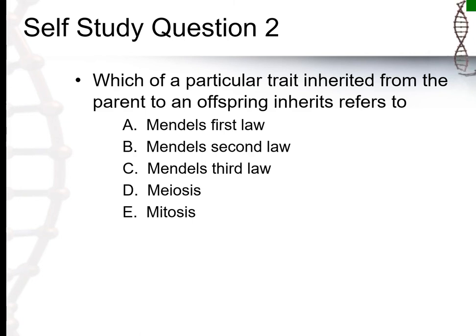Which particular trait is inherited from a parent to offspring? This is known as Mendel's second law. And this concludes this module.